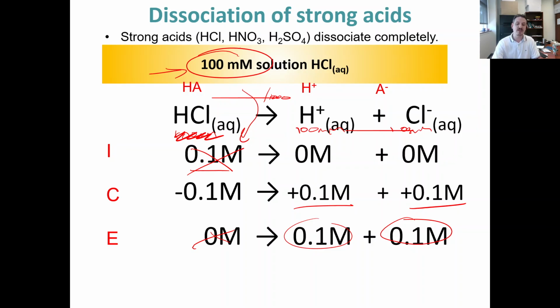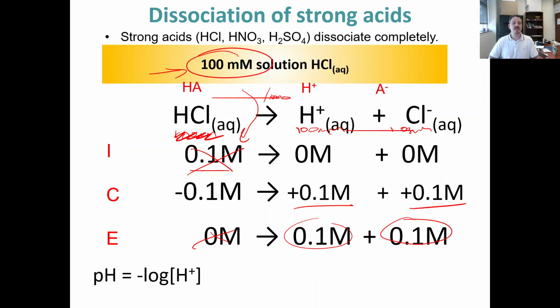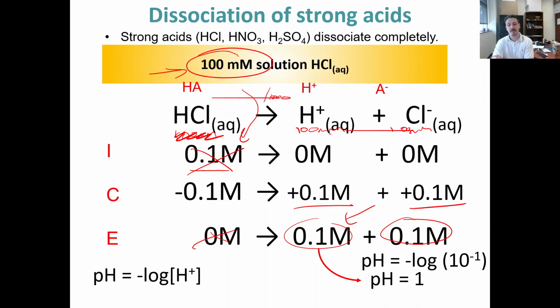And remember the definition of pH. The negative log of the hydrogen ion concentration. And now we have the hydrogen ion concentration, so we just negative log it. 0.1 is the same as 10 to the negative 1. So the pH is 1. So that's easy. And that makes sense, right?